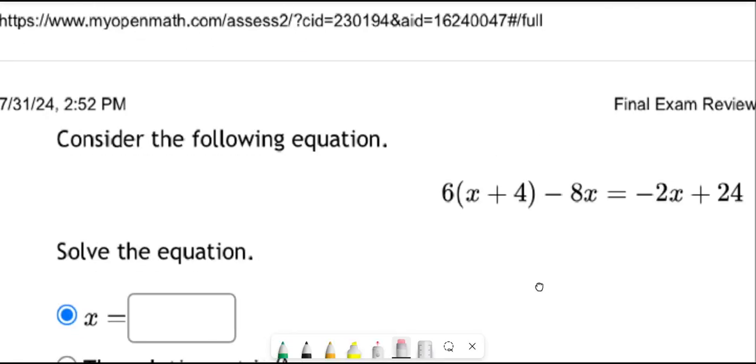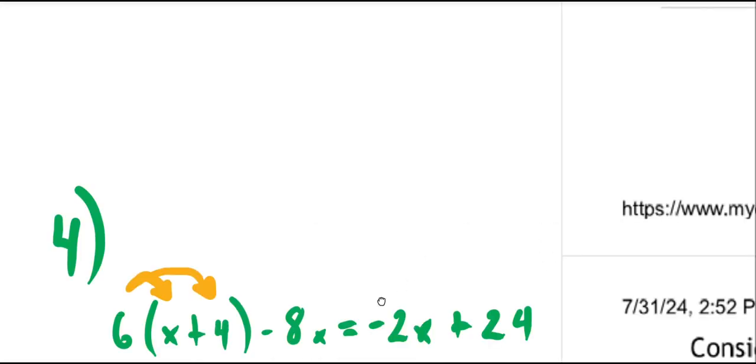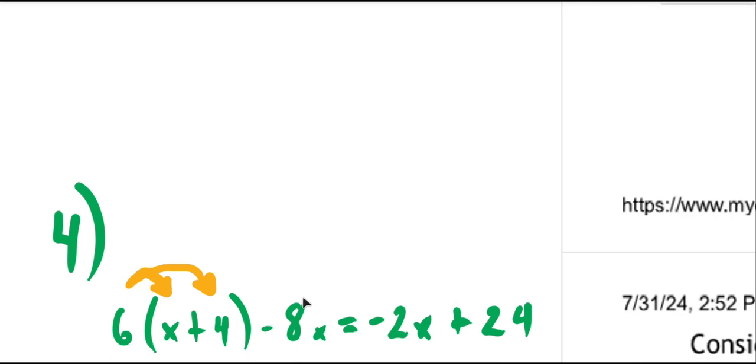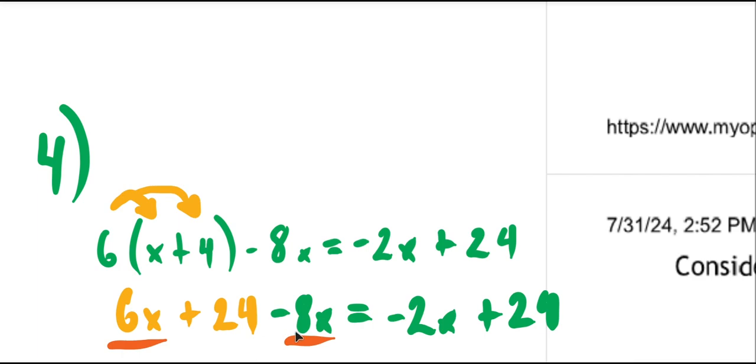Question number 4 asks us to solve the following equation. It's a linear equation, so we'll solve it the same way as we did with the first problem. The first thing we should do is get rid of these parentheses so we can group our like terms. Distributing the 6 against each of those gives me 6x plus 24 minus 8x minus 2x minus 24.